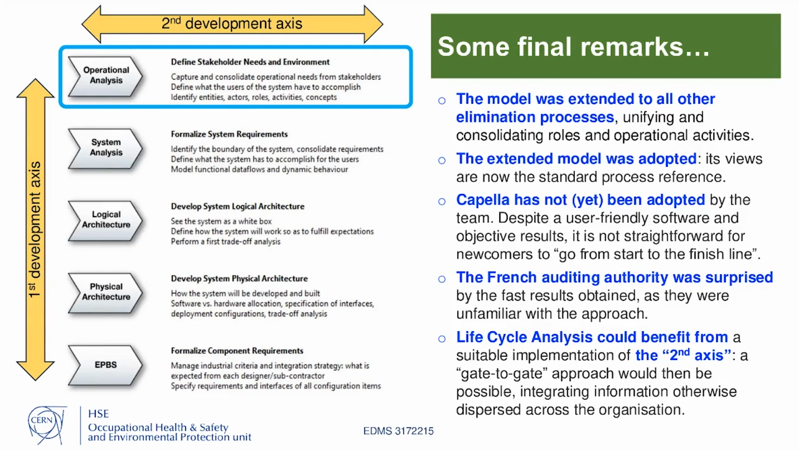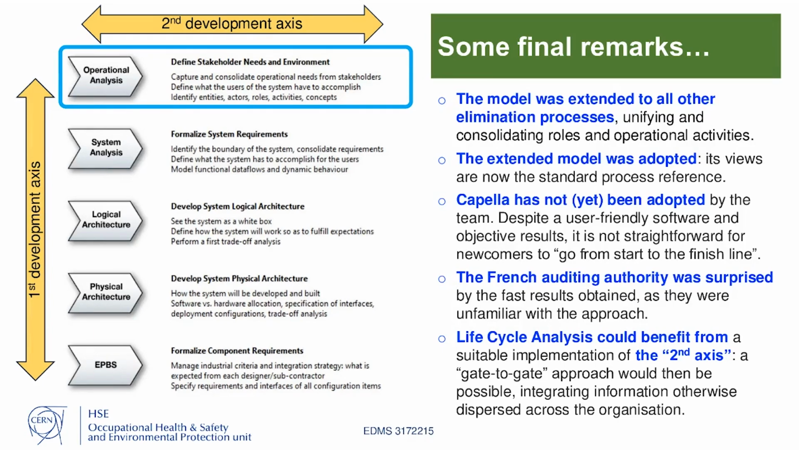Another final remark is that life cycle analysis could benefit. So this approach could be beneficial in other domains. We have been recently asked, as many industries nowadays, to assess the environmental impact of our activities. And there, the suitable implementation of the so-called second axis of development that I mentioned before could be interesting. The situation is the following. The information to assess the environmental impact of a component or of a system is usually not known, not owned by only one actor.